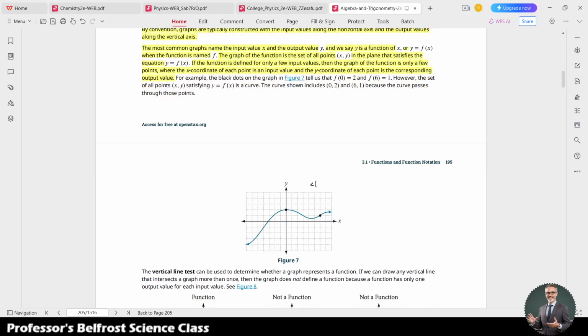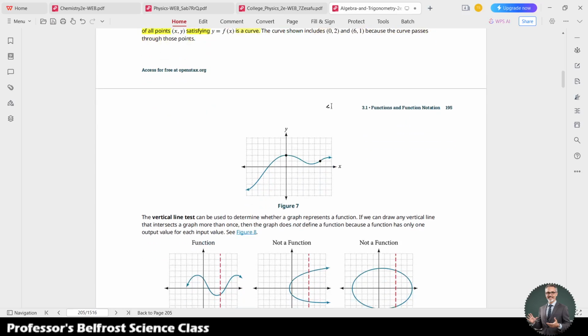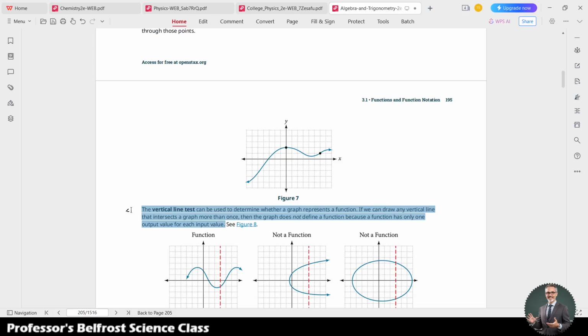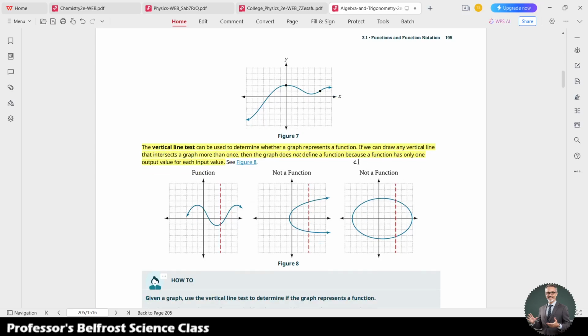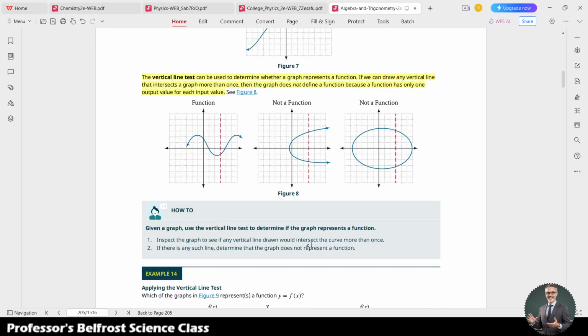For example, let's see figure 7. So f(0) is 2 and f(6) is 1. However, the set of all points (x, y) satisfying y equals f(x) is a curve. So the curve includes (0, 2) and (6, 1) because the curve passes through these points. The vertical line test can be used to determine whether a graph represents a function or not. If we can draw any vertical line that intersects a graph more than once, then the graph does not define a function, as shown in figure 8. So B and C are functions because a function has only one output value for each input value.